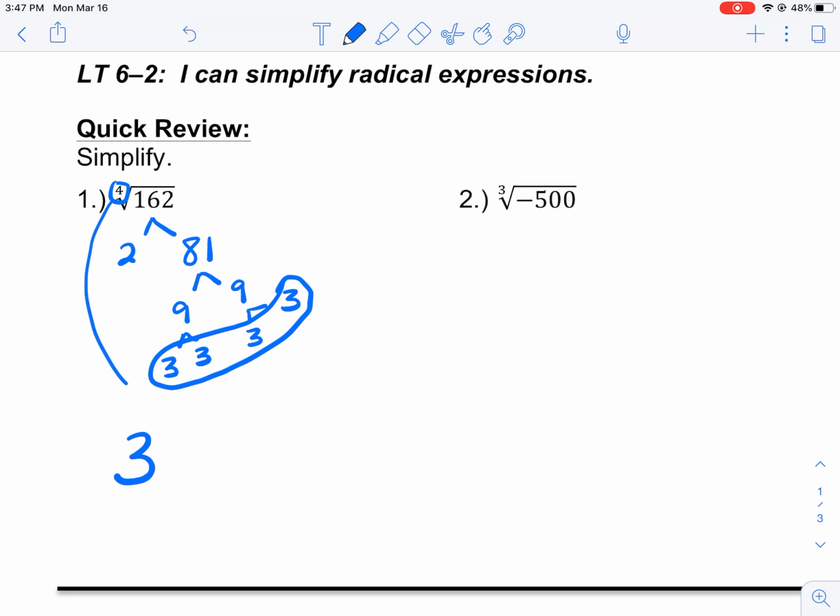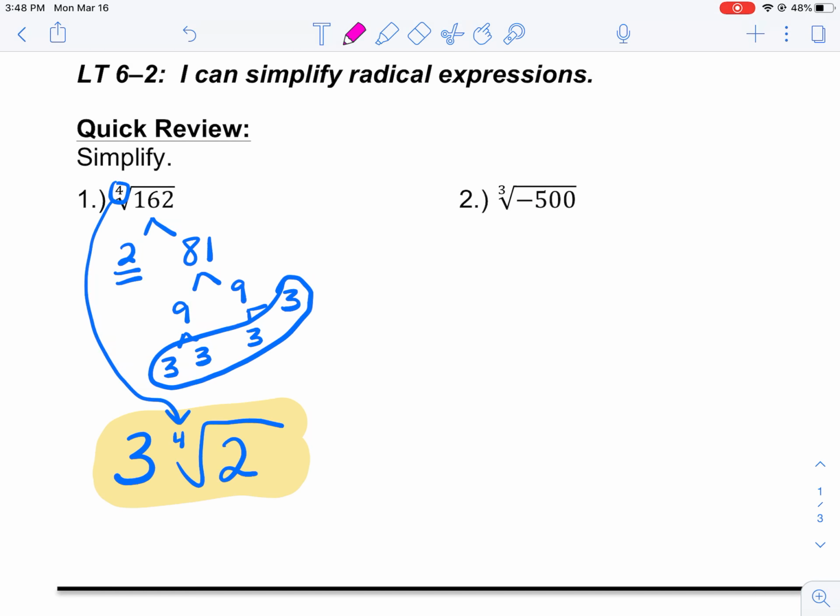And then one thing I saw a lot of is a couple of you are not putting that index back where it belongs. Okay, so our leftover number is 2. We have to put the 2 back under the fourth root. Okay, if you don't put the 4 there, then you're implying that this is a square root, and it's not a square root problem.